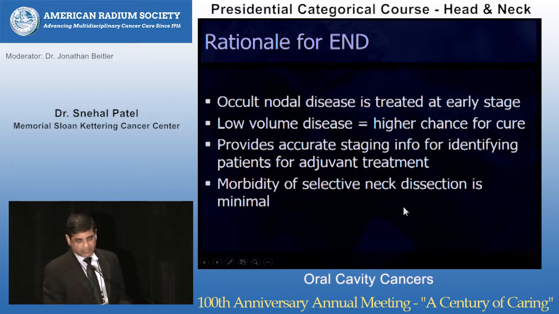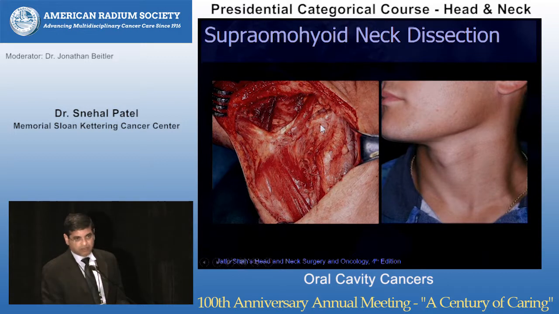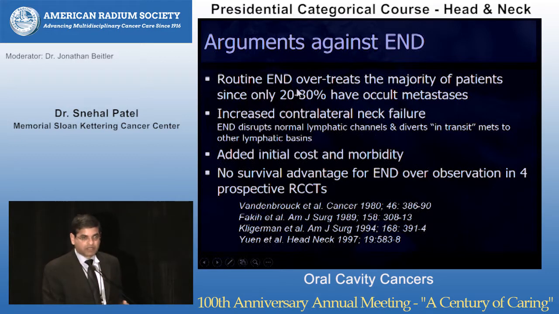And really, the morbidity of selective neck dissection or a supraomohyoid neck dissection is minimal. If you do it well, the scar's barely visible, and patients return to their normal activity pretty easily. Now, having said that, if you routinely dissect everyone's neck with oral cancer, you will overtreat the majority of patients because only about a third of patients have clinically occult mets. And there's also this thought that you may change lymphatic patterns and increase risk on the other side, which is not really of great worry to most people.